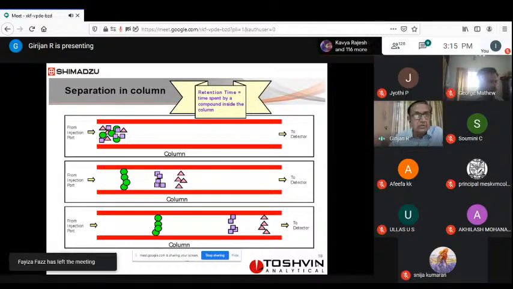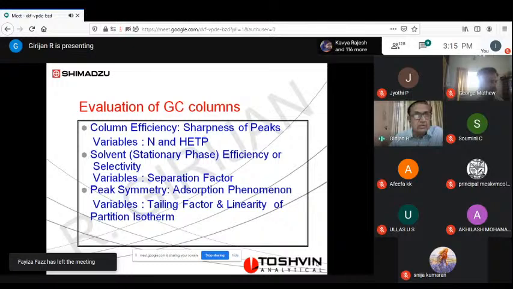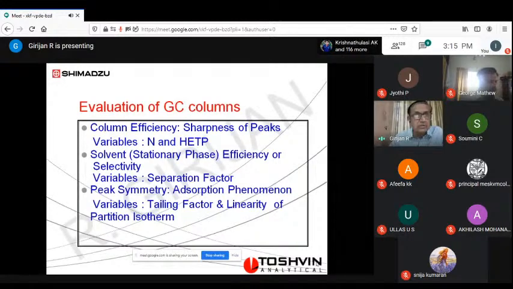Now, I just want to spend a minute. I'm not going into details about this. This slide itself I can discuss for a long time, but time will not permit me. Evaluation of columns, because as I told you, the column is the most important part of the equipment.